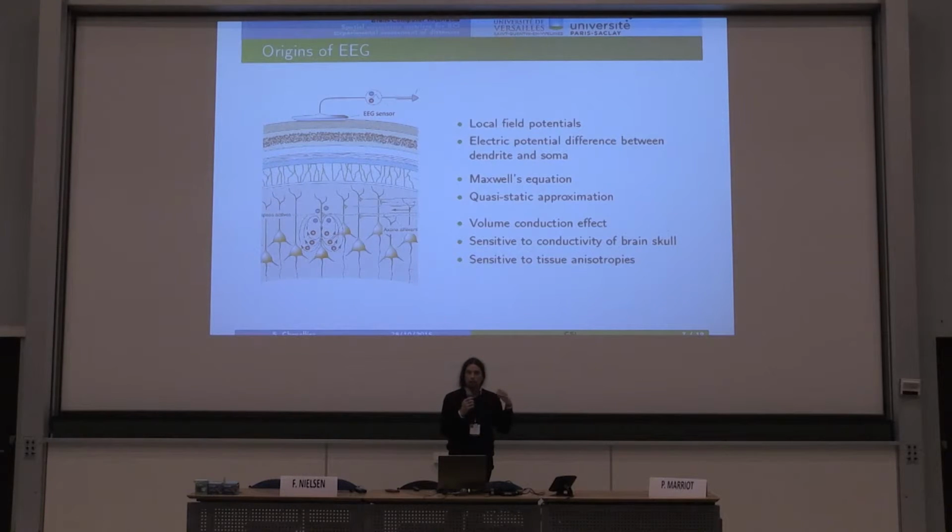What are we recording when we are seeing EEG? We are recording local field potentials generated at the neuronal level between the dendrite, the place where the neuron receives the information, and the body of the neuron. All of this is governed by Maxwell equations, even in a quasi-static approximation setup. And unfortunately, there is a real problem with the volume conduction effect because of the brain skull, which is mixing all the signals from the neuronal sources.